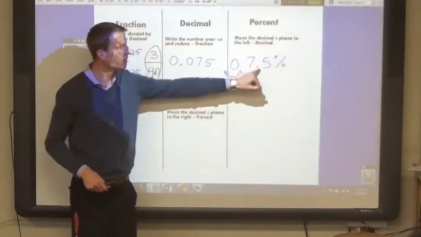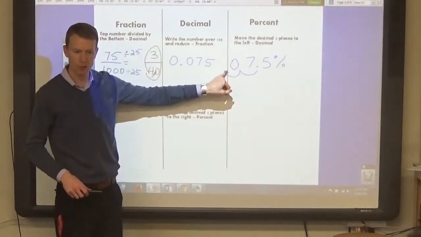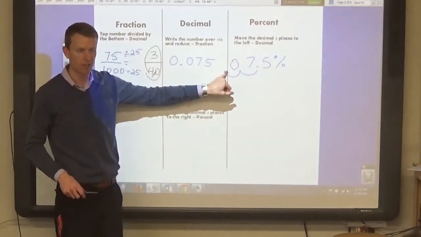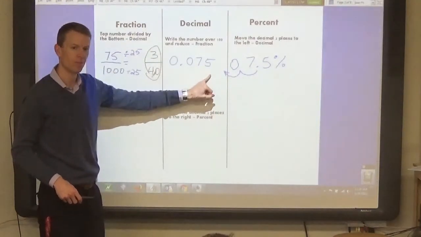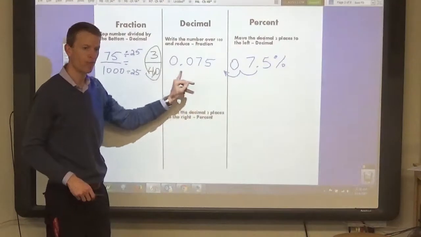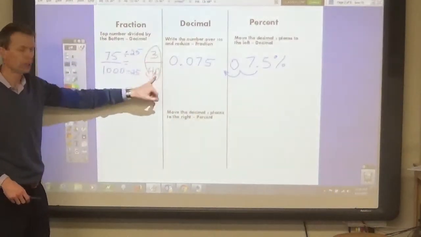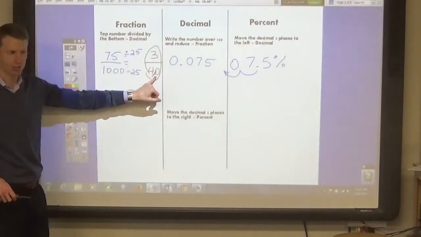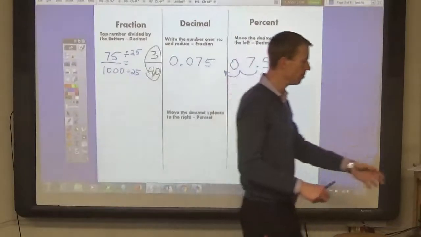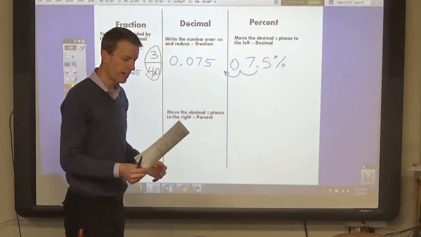So we can go from a percent to a decimal. Okay, starting with a percent, what do you do? Move the decimal place to the left 2 places. Write the decimal form. Then read the decimal form. Write the fraction form and reduce it. Okay? Go to your assignment, the worksheet that I gave you.